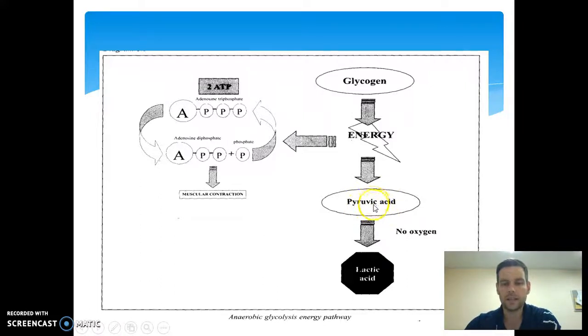From here, if there's still no oxygen present, which there isn't, we're using the lactate system, which only lasts between 20 to 90 seconds. If there's no oxygen present and we get pyruvic acid, we don't have enough oxygen to break this pyruvic acid back down, so what we get is a byproduct of lactic acid. We'll talk in a minute about what happens if you do have oxygen present at this step.